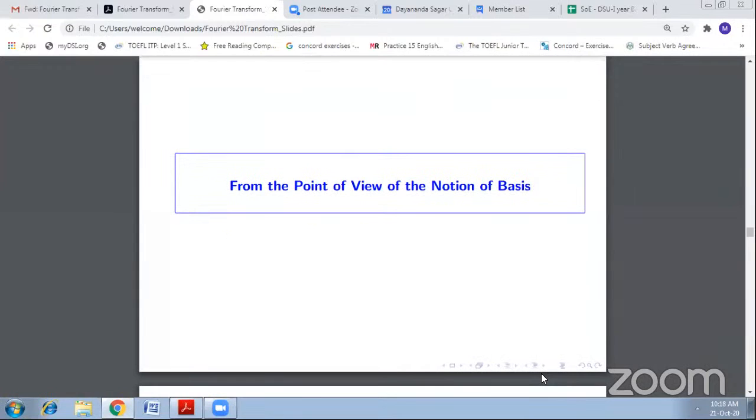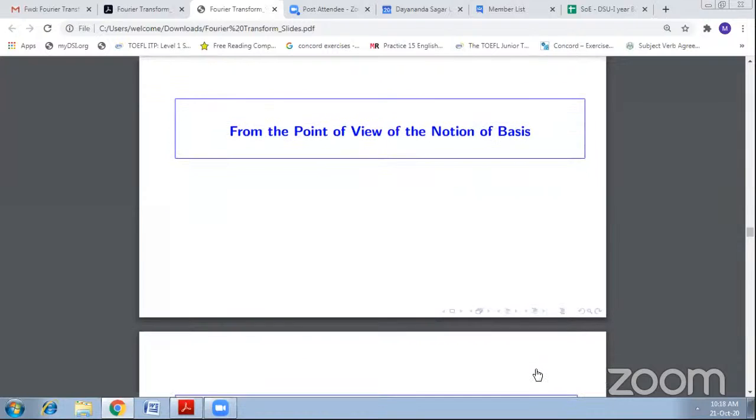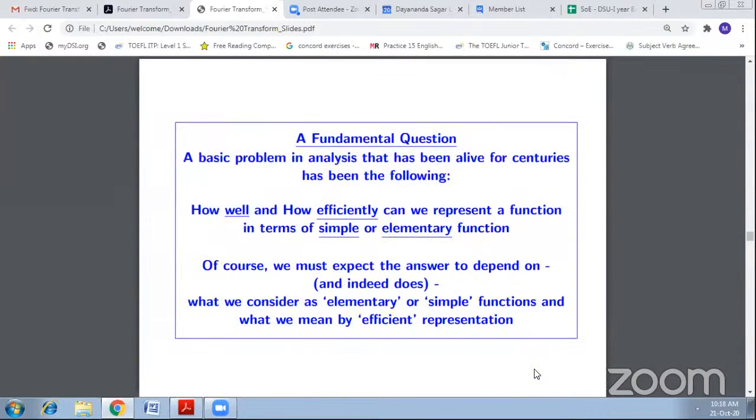Now, again, we looked at Fourier transforms from different points of view. We looked at LTI systems. We looked at sampling and interpolation. Now I'm looking at it very clearly from the point of view of basis. So one of the important problems is how nicely we can express a given function in terms of simple functions. Of course, what do you mean by nicely represent, and what do you mean by simple functions?